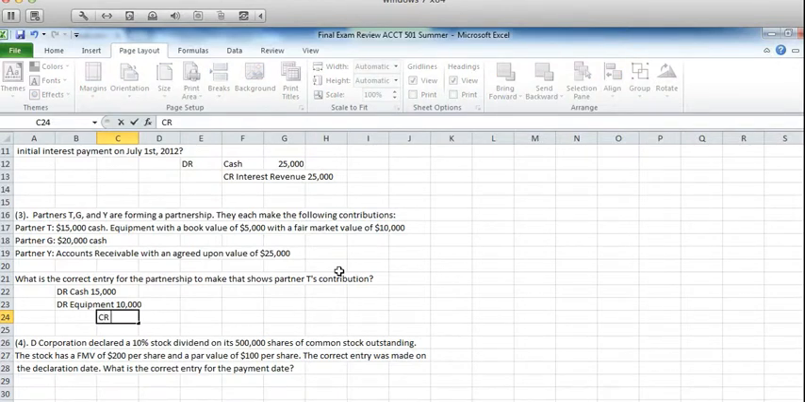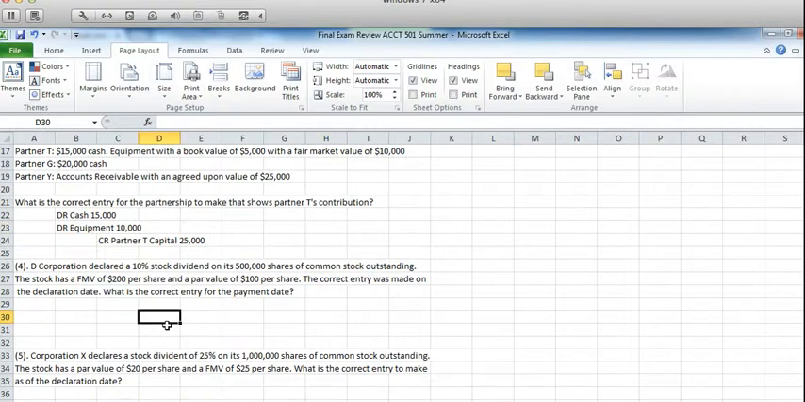And the credit entry here will be partner T capital, showing $25,000 going into partner T's capital account. Okay, so that's how you do that one.